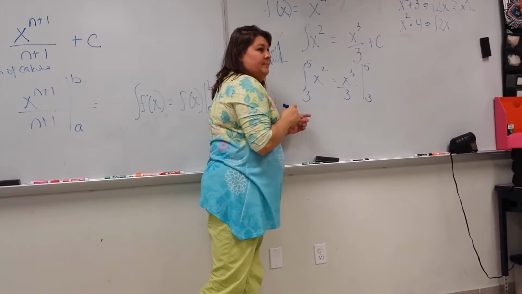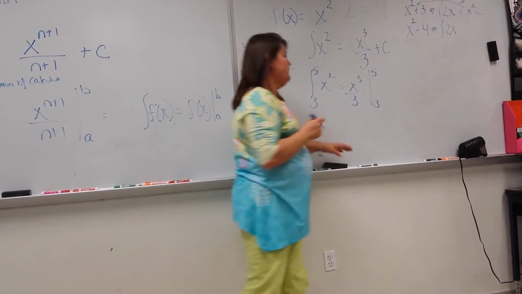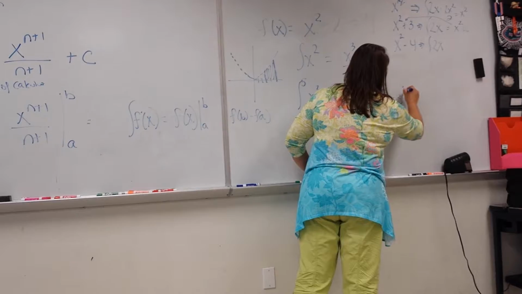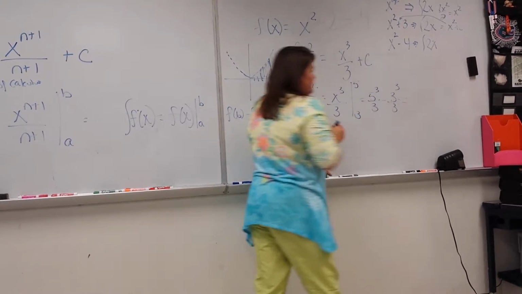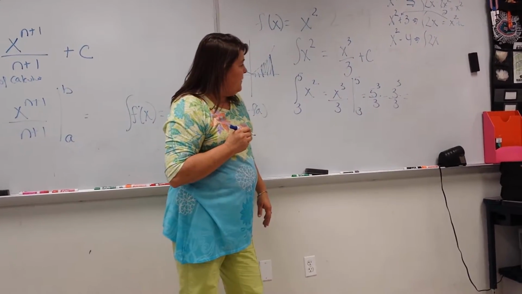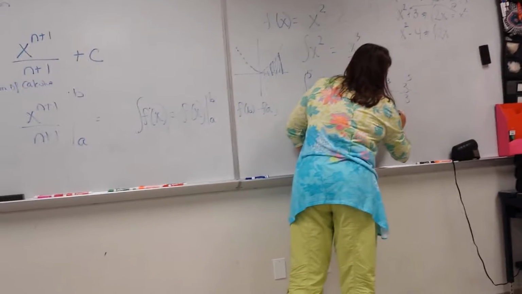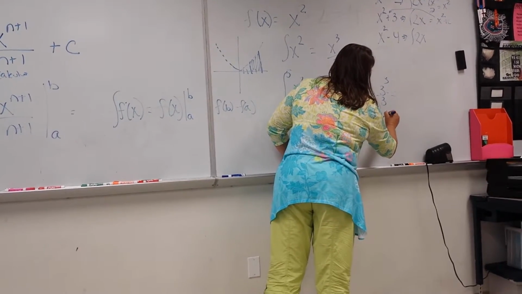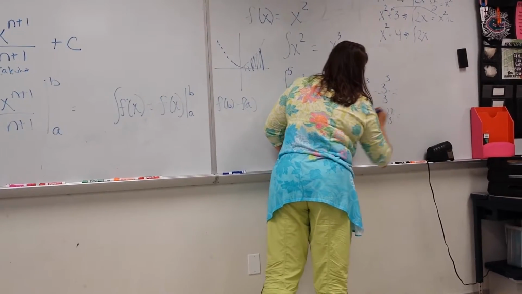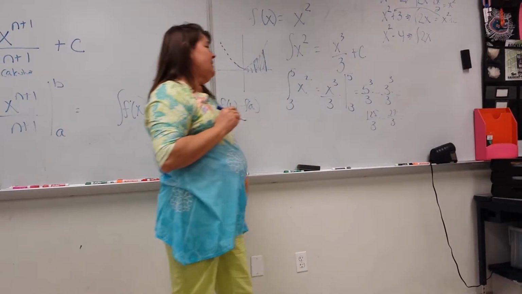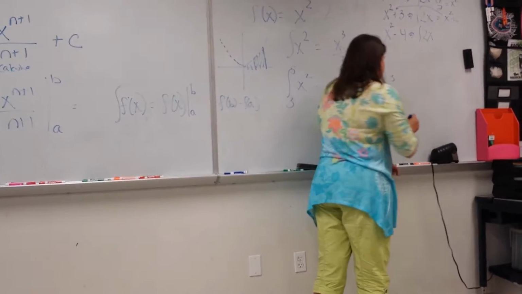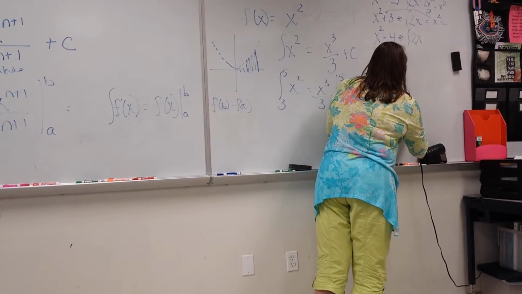And then what do I do? Plug in the 5. Subtract the plugged in 3. Minus plug in 3. Okay. I get what? 125 over 3 minus 3 times 3 times 3 is 27 over 3. And I get 98 over 3. Yeah. There you are.